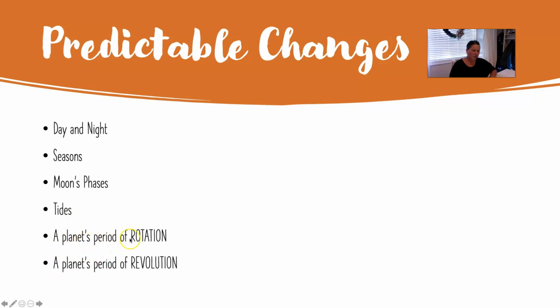Another two examples of predictable changes related to Earth science would be a planet's period of rotation. We know that planets spin once on their axis in a very predictable period of time. Again, we call that the period of rotation, versus a planet's period of revolution. Each of the 8 planets which belong to our solar system takes a certain amount of time to orbit once around the sun. Again, these are all examples of predictable changes.